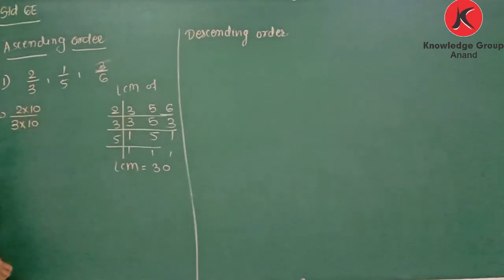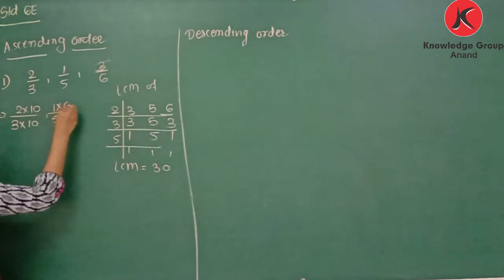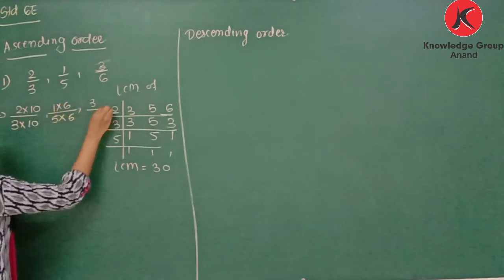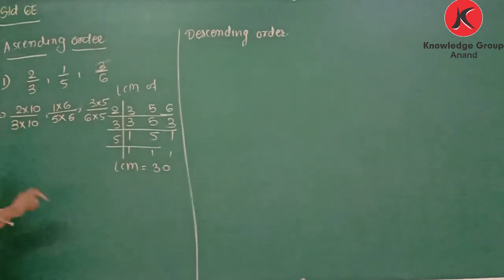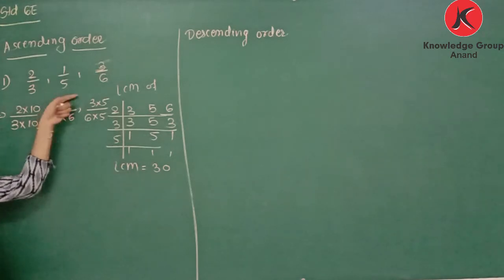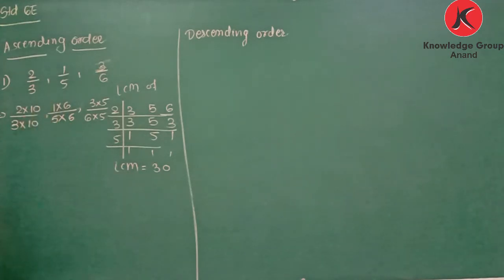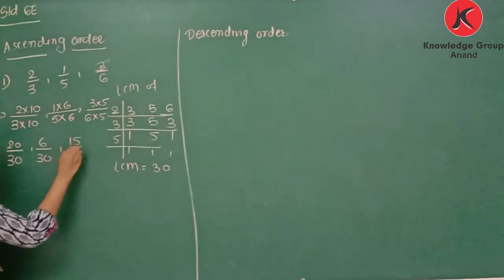So same in the numerator. 5 sixes are 30. Same in the numerator. And 6 is multiplied with 5, so same in the numerator. Whatever number we multiply in the denominator to get the LCM, the same number we should multiply in the numerator. જે number denominator માં multiply કરો LCM લાવવા માટે, same number you need to multiply in the numerator. So now it is 20 by 30, 6 by 30 and 15 by 30.